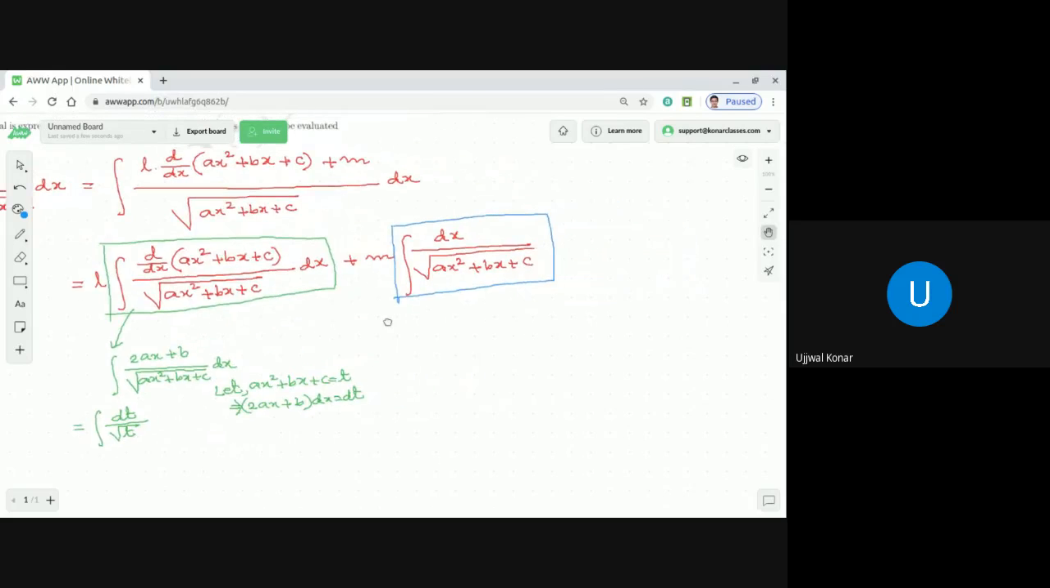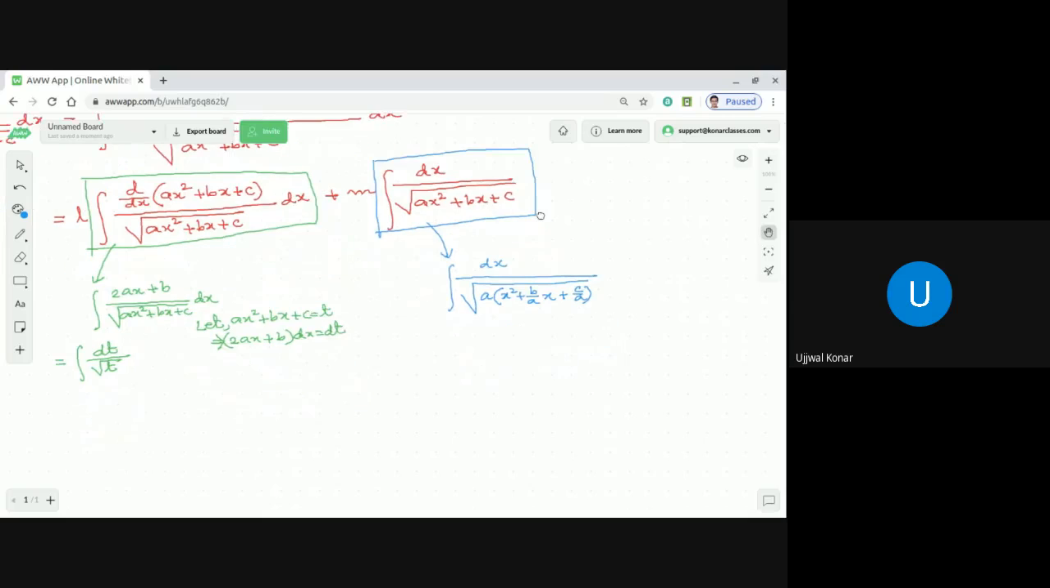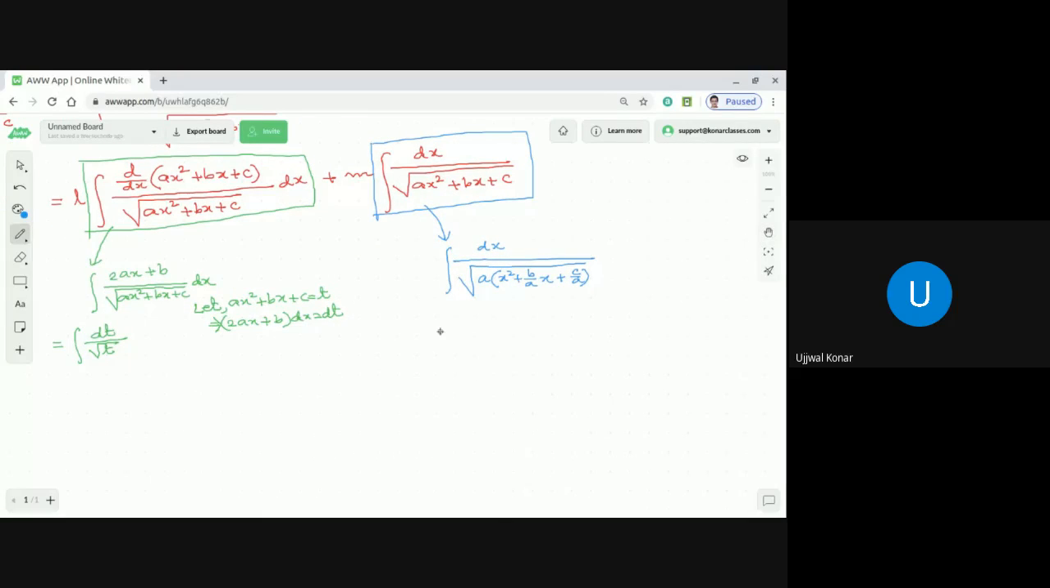Okay. So the way to do this is that we can make this one a square. It is integration dx by square root of, we can take a common, na? It will be x square plus (b by a) into x, plus c by a. Very common practice, dear students. Please apply this concept henceforth. So we are getting 1 by square root of a.